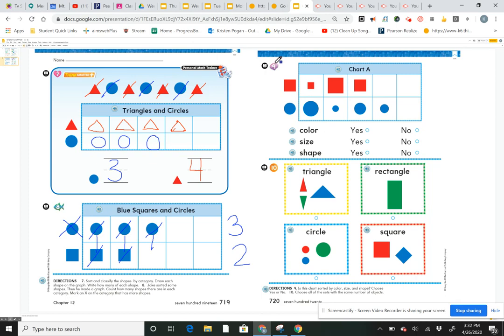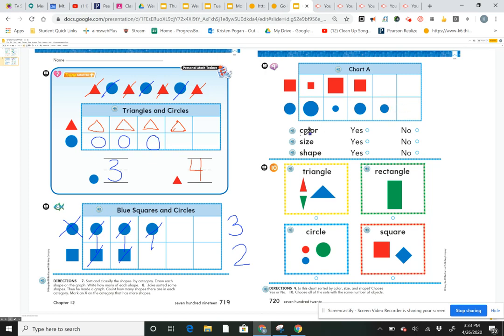Problem number 9 says, is this chart sorted by color, size, or shape? We're choosing yes or no. Okay, so let's look at the chart. I see a red square as our label, and inside the chart, I see a red square, a red square, a red square. This one's small, this one's large, this one's kind of medium. My second piece of the chart is a blue circle. I see a large blue circle, a small blue circle, a large blue circle, a medium blue circle.